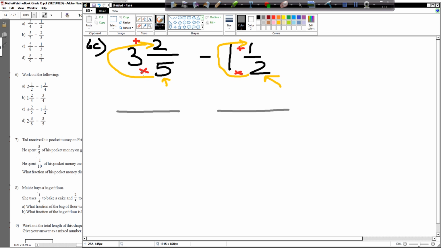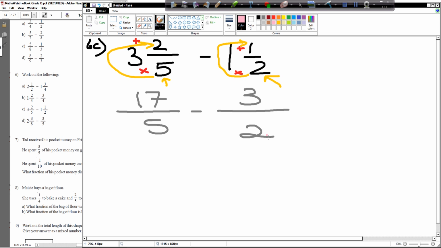So 5 times by 3 is 15, add 2 is 17, and then copy the 5 on the bottom. So start from here, 2 times by 1 is 2, add 1 is 3. 3/2. So we have successfully, in two quick little calculations, converted a mixed fraction subtraction question into a top heavy question. Now, we need to change the bottom numbers to be the same.